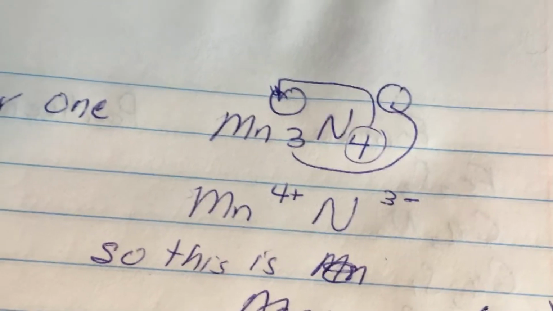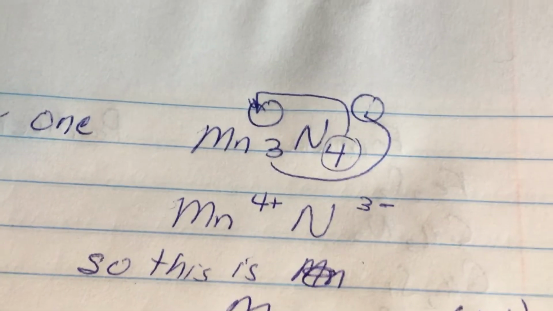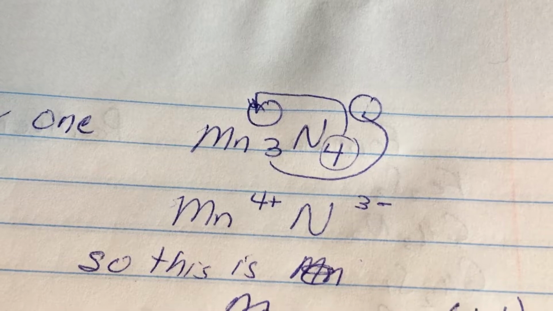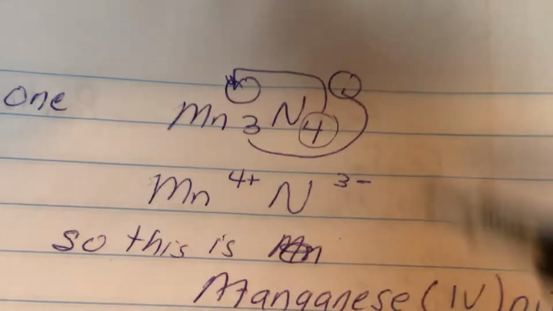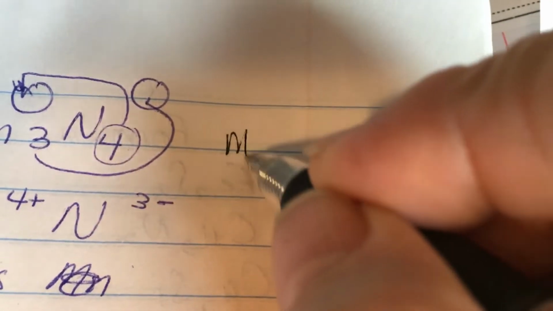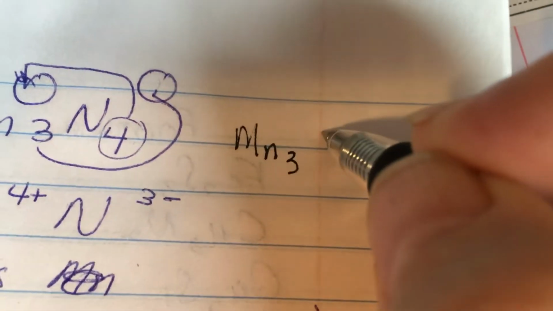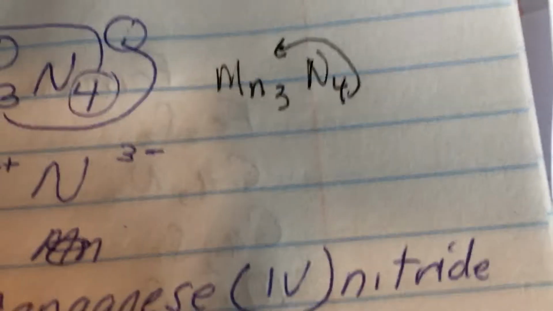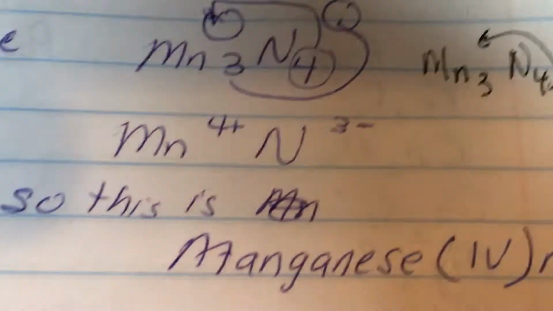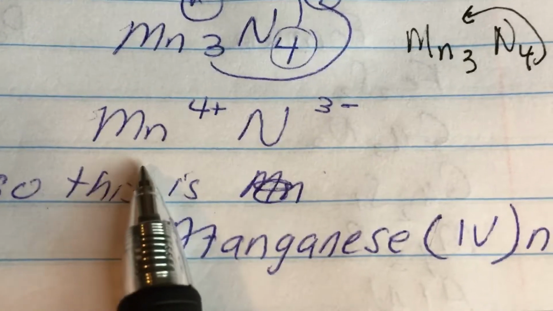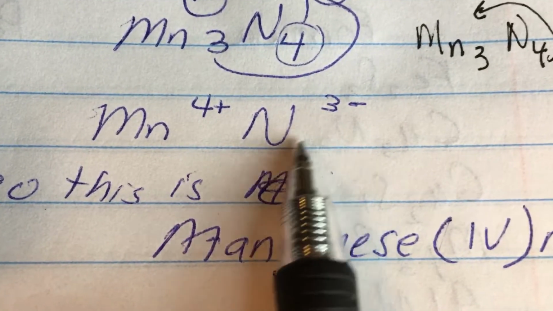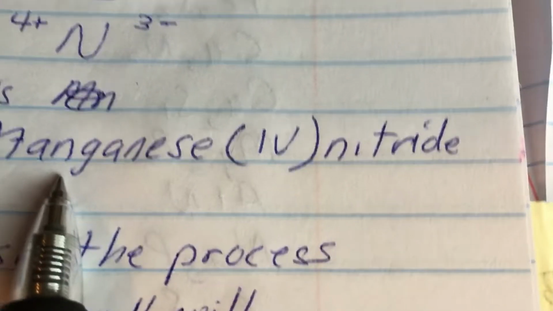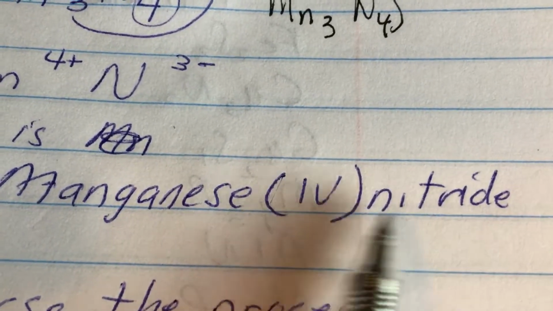Here's another example. They give us Mn3N4. Well, the 4 needs to go up here. So here I've moved the 4 up and the 3 up. That tells me that this is manganese(IV) nitride.